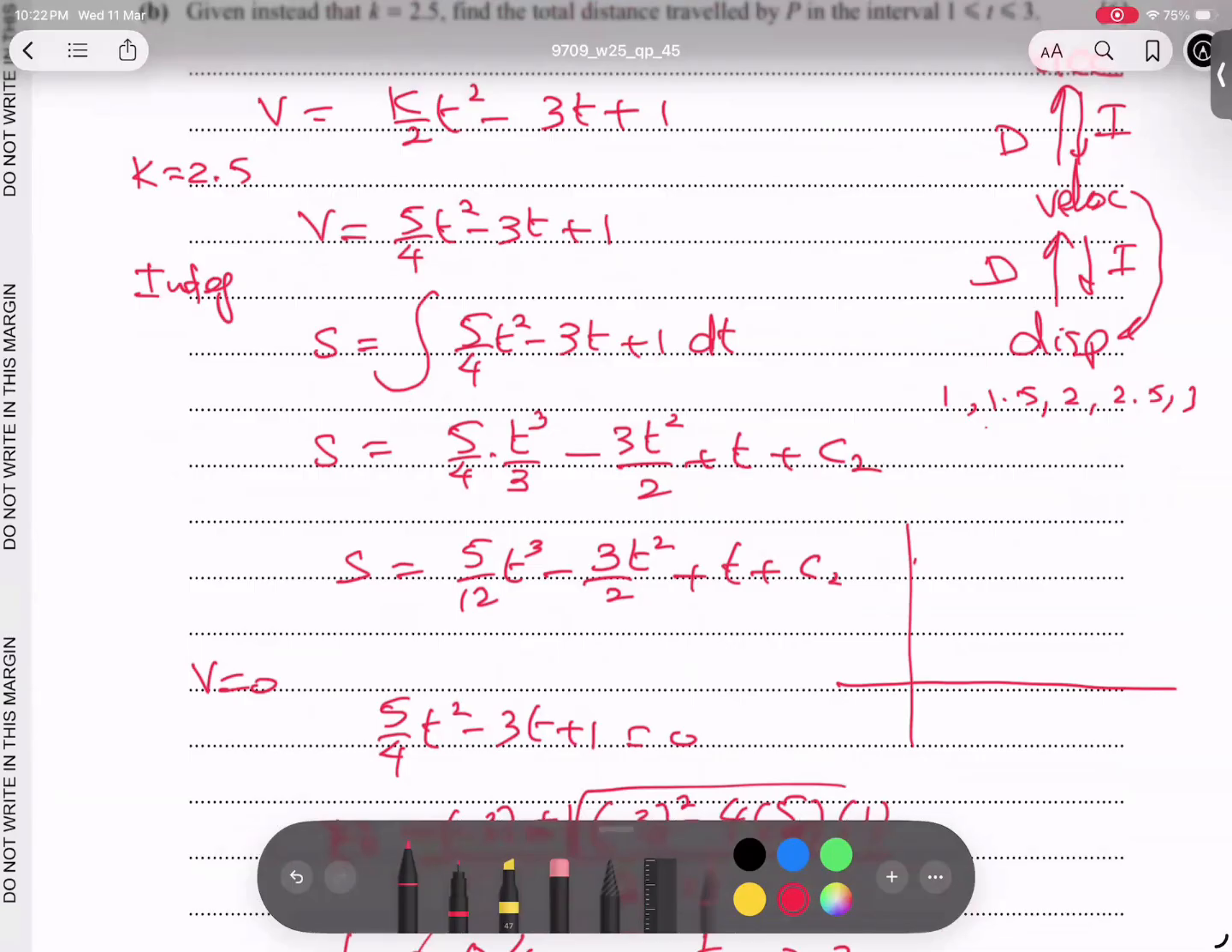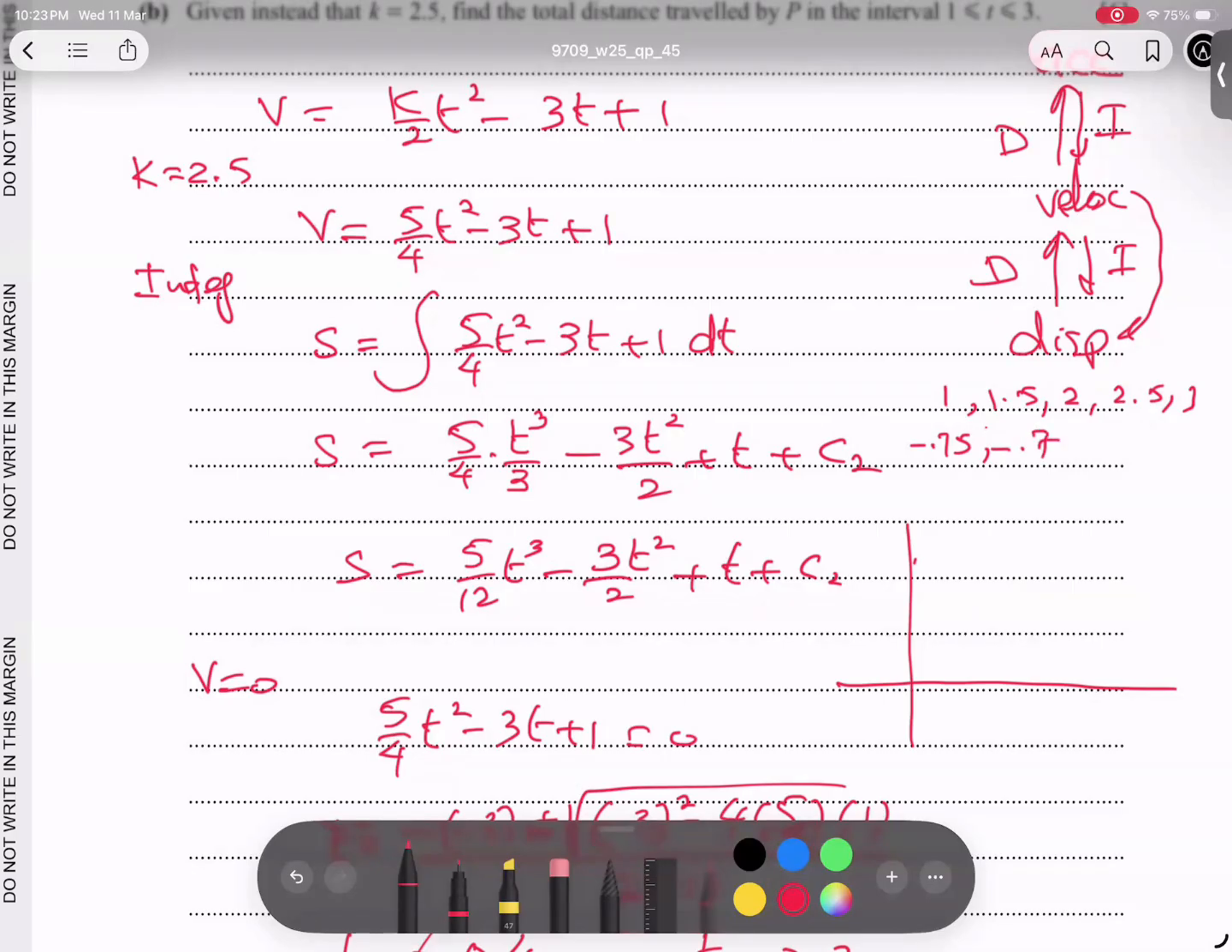So when I plug in these numbers, let's see what values I get. If I plug in 1, I get a negative value, negative 0.75. And when I plug in 1.5, that is 5 upon 4 times 2 into 1.5 squared, minus 3 into 1.5, plus 1, I'm again getting a negative number, about negative 0.7.